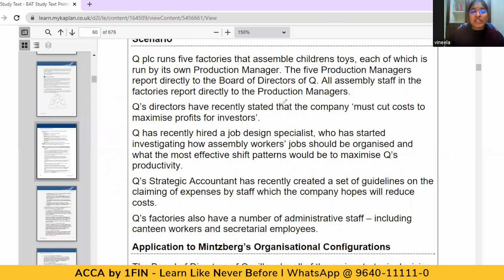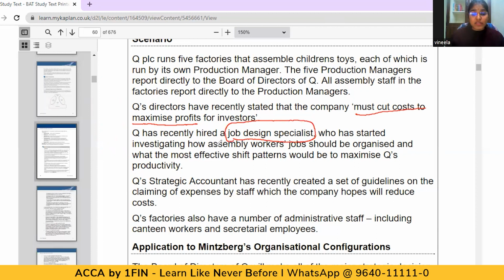Q's directors have recently stated that the company must cut costs to maximize profits for investors. So the decision they have taken is to cut costs so that they can maximize the profits for the investors. Q has recently hired a job design specialist. This is the point.